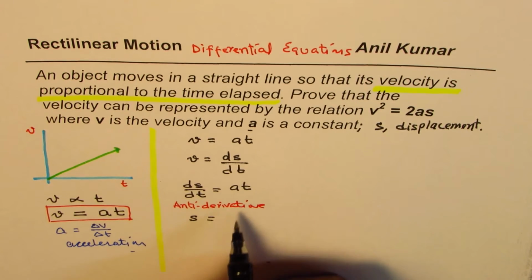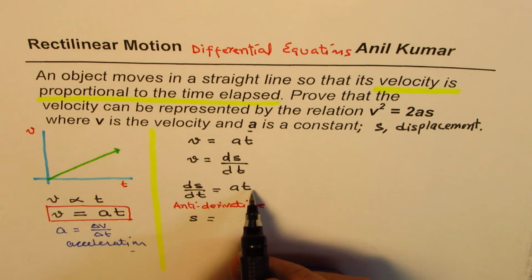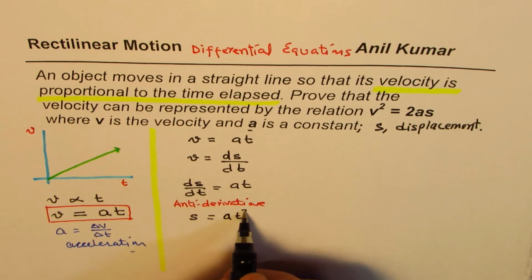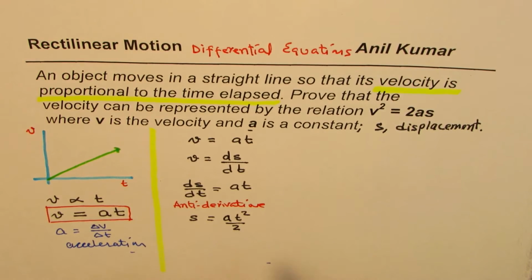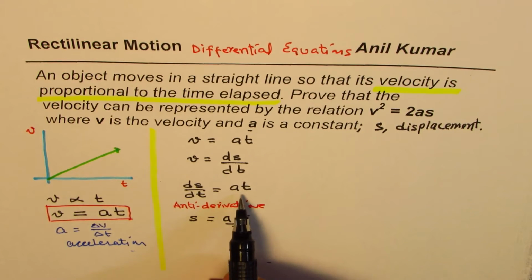Now we have to figure out what term should be here so that its derivative becomes at. Well, that should be at squared divided by 2, right? Now if I find the derivative of this, it will give me 2at, and the 2 and 2 cancel out, we get at. So it works perfectly fine.